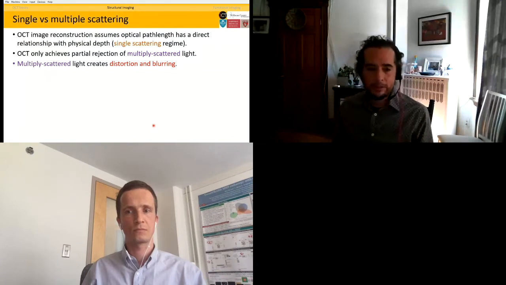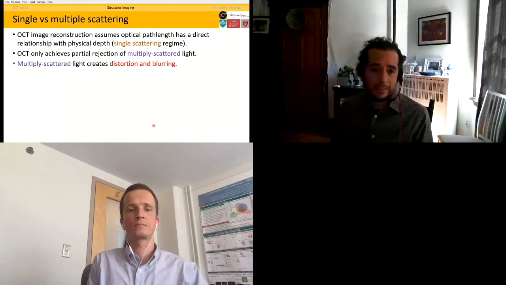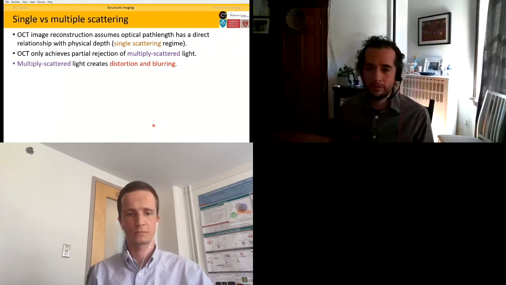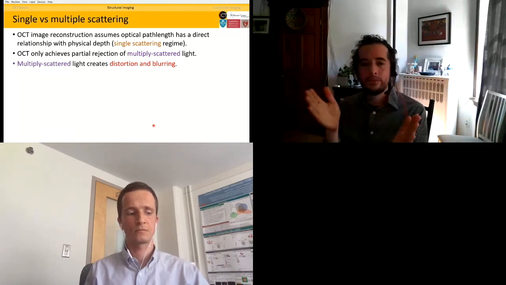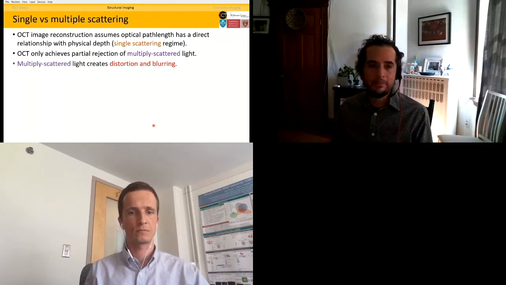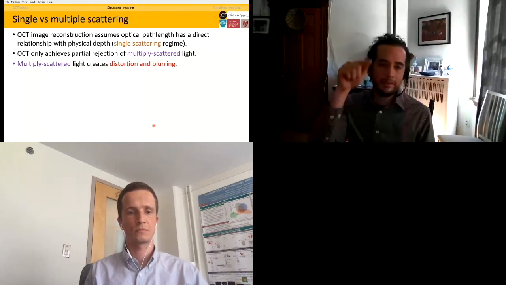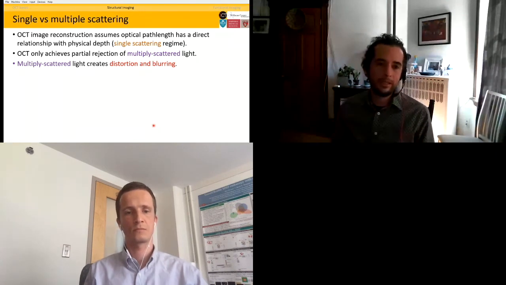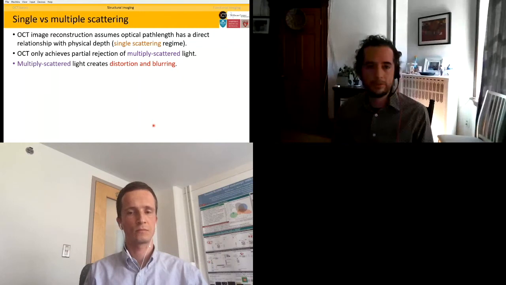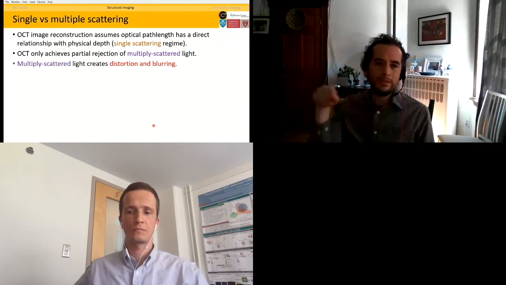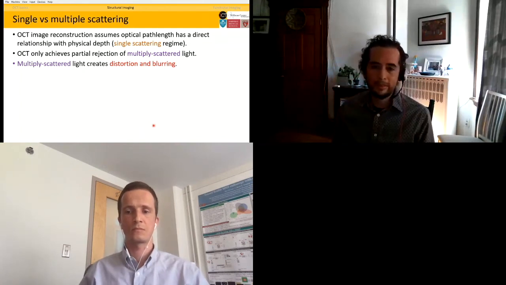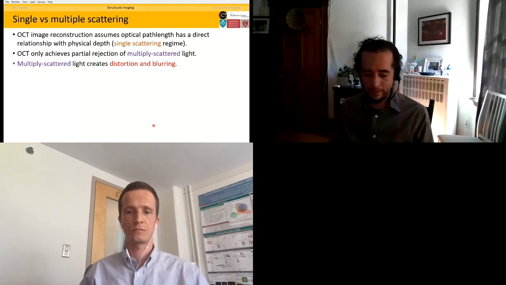I also want to mention a little bit about single and multiple scattering in OCT. The image reconstruction in OCT assumes that optical path length directly equates to physical depth, and that this is how we show the images. But this assumes that we're in a single scattering regime. In OCT, we only have partial rejection of multiple scattered light. This means it's light that bounces inside the tissue multiple times and is eventually captured back by our system. So it looks like it's coming from a certain depth, but it actually carries information from different locations of the sample. So this creates distortion and blurring in OCT.